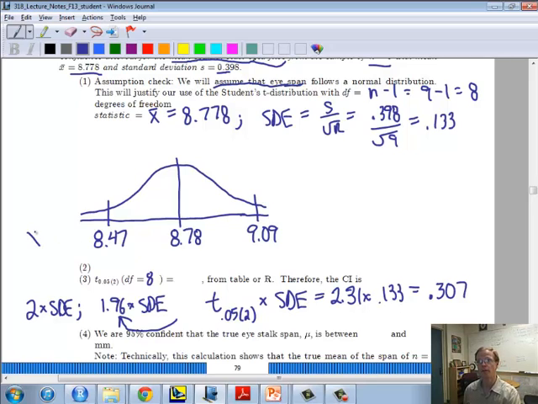Okay, so on the level of the sample means, we're 8.47 to 9.09. On the level of the t-scores, we're minus 2.31 to positive 2.31. Thus, 95% confident, the true mean is from about 8.5 to 9 millimeters.